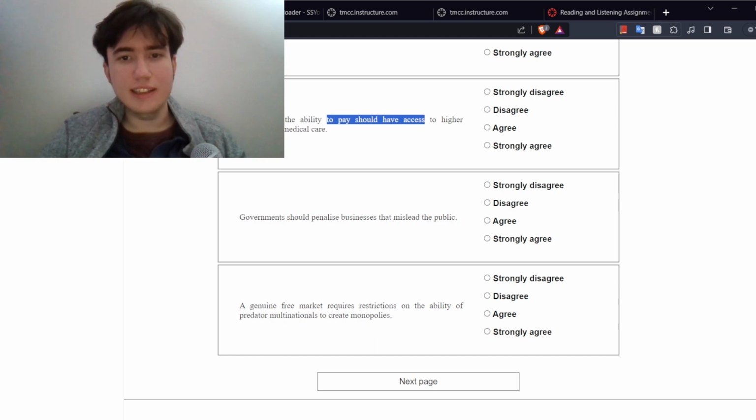And I guess I disagree with this because I don't think having money means that you deserve a better standard than other people. So I'm going to disagree with that.